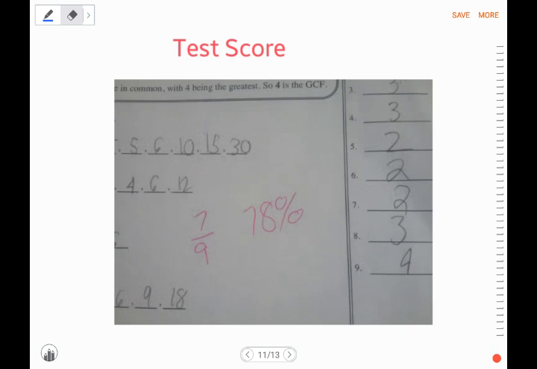Here's another one. Test scores. We often see test scores given as a percentage of the total questions on the test. So in this case, the student got 7 out of 9 test questions correct, and that works out to 78%. People just have a lot easier time understanding that 78% is a C+. 7/9, you wouldn't really be sure.